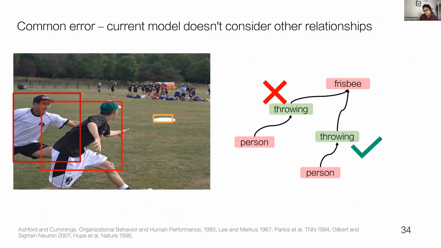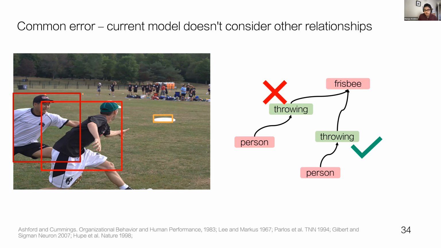So let's consider this image. Our model looks at this image and predicts that both people are throwing the frisbee. It doesn't have any sort of higher order reasoning capability that rationalizes that if one person is throwing a frisbee, then a second person can't possibly be throwing the same frisbee. Instead, the second person must be trying to catch the frisbee or reach for the frisbee or something else.